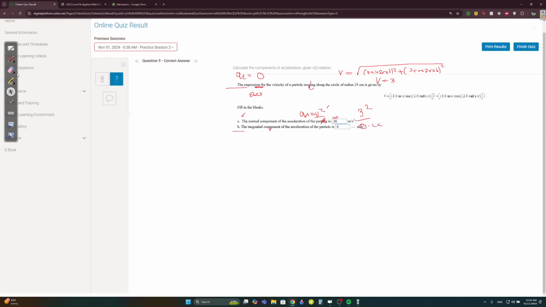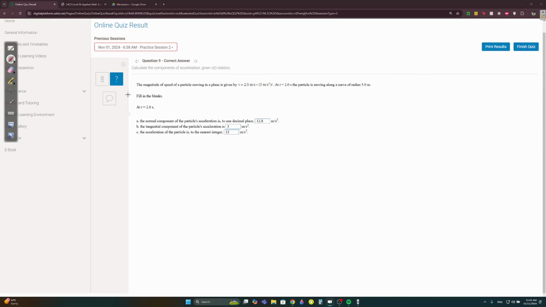Question 9. The magnitude of the speed of a particle moving in a plane is given by v is 2 meters per second plus 3t. So v is equal to 2 plus 3t. At t equals 2, the particle is moving along a curve of radius 5. Find the normal component, the tangential component, and the acceleration. Very, very, very important that here you don't put tangential at 0. Why? Because it's not UCM. It's only 0 for UCM.